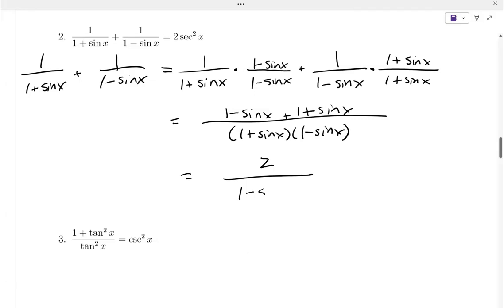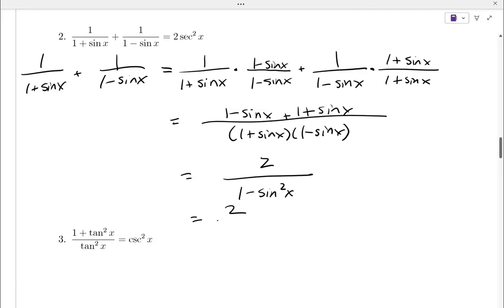Yeah, remember I said look for those differences of squares. When I take 1 plus sine x and 1 minus sine x and multiply them together, I get 1 minus sine squared. Notice we haven't done anything but algebra so far. Zero trig. We got a common denominator, simplified the numerator, multiplied out the denominator. That's nothing to do with trigonometry. Here's going to be our first step of trig. What can you replace 1 minus sine squared with? Cosine squared. Good. That's our first step of trig in this entire problem.